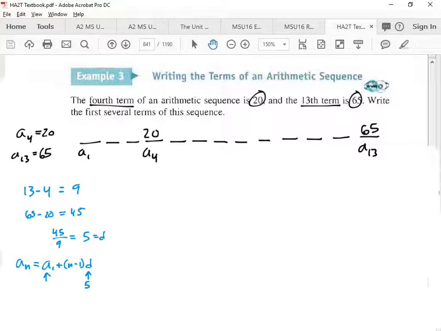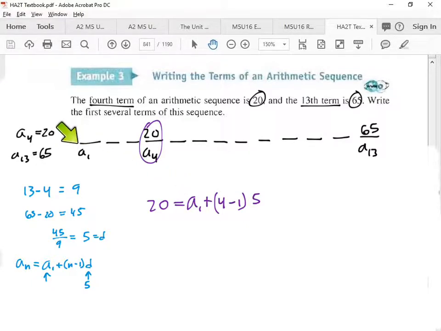So what you could do to find a sub 1 is use one of the terms that you're given. We can use this one, you can use the other one too, but I'm going to use this one to find my a sub 1. So I'm going to plug in 20 for a sub n because that's the term. And I don't know a sub 1, but I do know the n. What number term is this? 4. So I have 4 minus 1, and I know the common difference to be 5. So I only have one variable. I can solve for that, and we can find it.